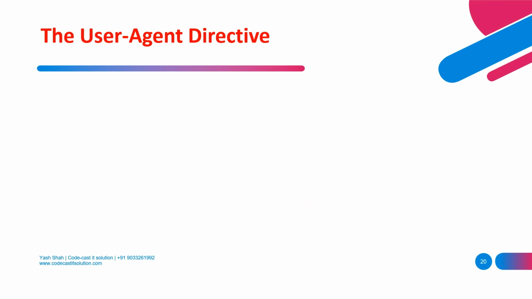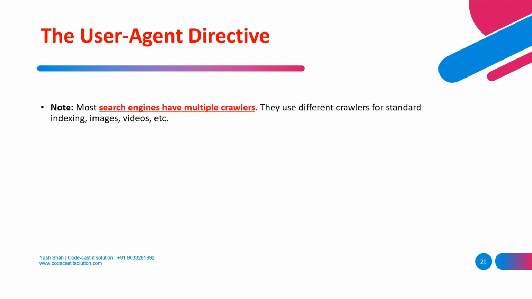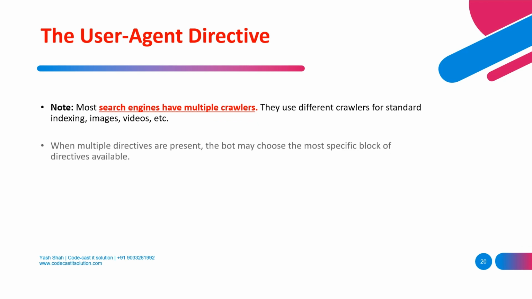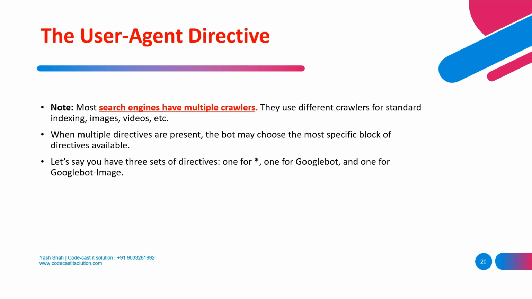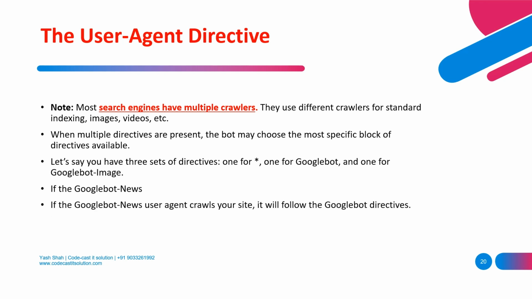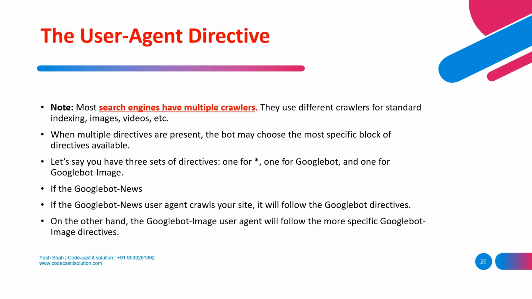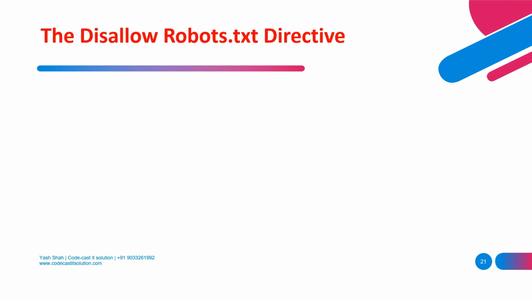Most search engines have multiple crawlers. They use different crawlers for standard indexing, images, videos, etc. When multiple directives are present, the bot may choose the most specific block of directives available. Let's say you have three sets of directives: one for asterisk, one for Googlebot, and one for Googlebot-Image. If the Googlebot-News user agent crawls your site, it will follow the Googlebot directives. On the other hand, the Googlebot-Image user agent will follow the more specific Googlebot-Image directives.